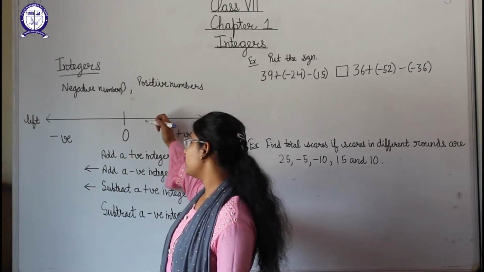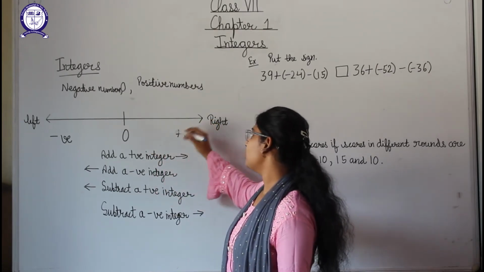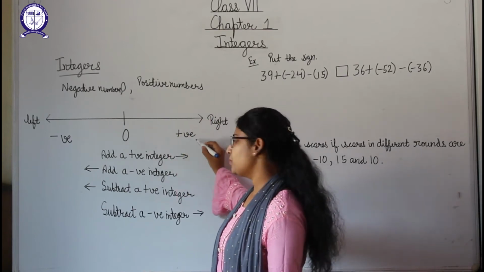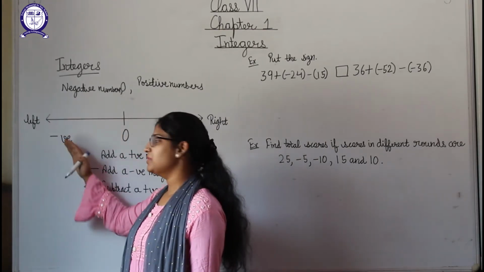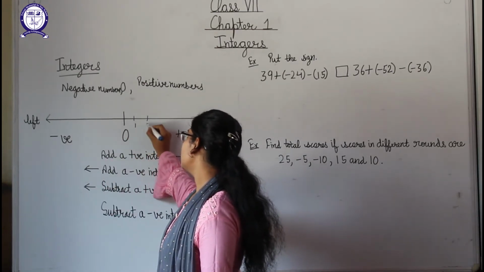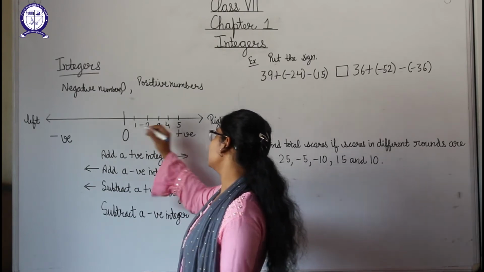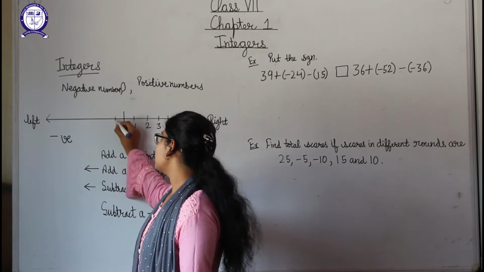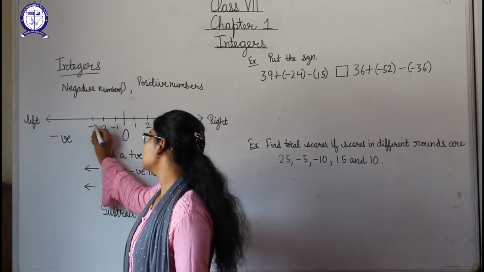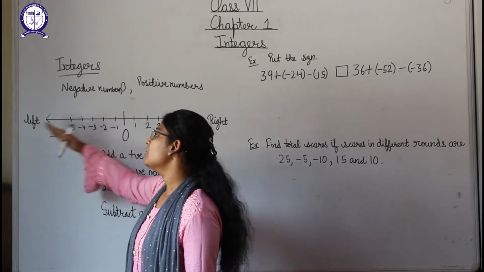So here this is the number line, in the middle it is 0. On its right side will be the positive integers and on the left side will be the negative integers. It is 0, then we will mark 1, 2, 3, 4, all the positive integers like this, and for the negative integers we will mark -1, -2, -3, -4, -5, like this we will keep on going.